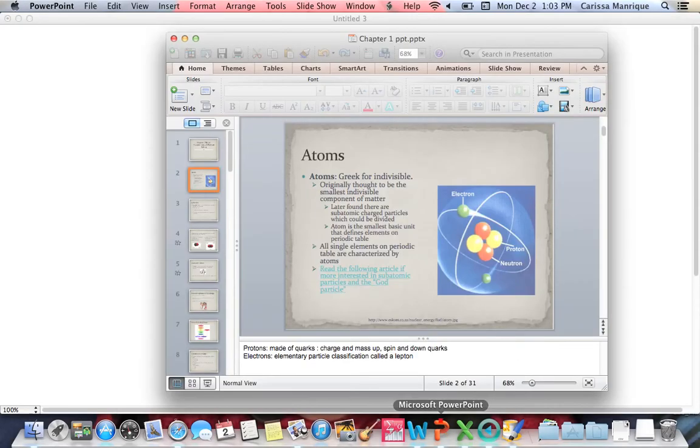If you do want to know more about quarks and what makes up an electron, a proton, or a neutron, read this article right here. It's really interesting and you might enjoy it. It even goes over the God particle, which is the Bose-Higgs particle, and why is that called the God particle? It basically has to do with mass. Anyway, it's very interesting.